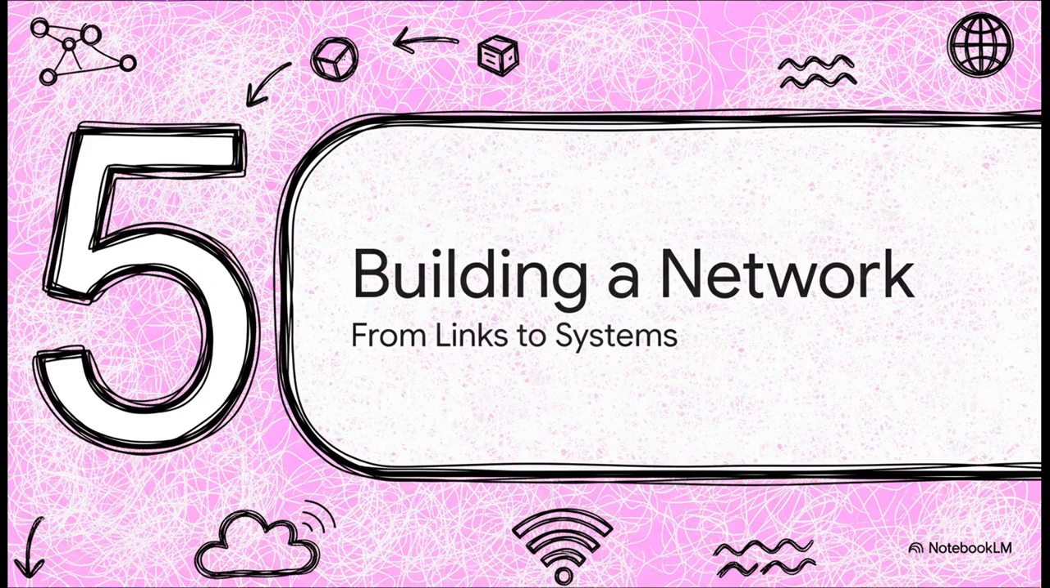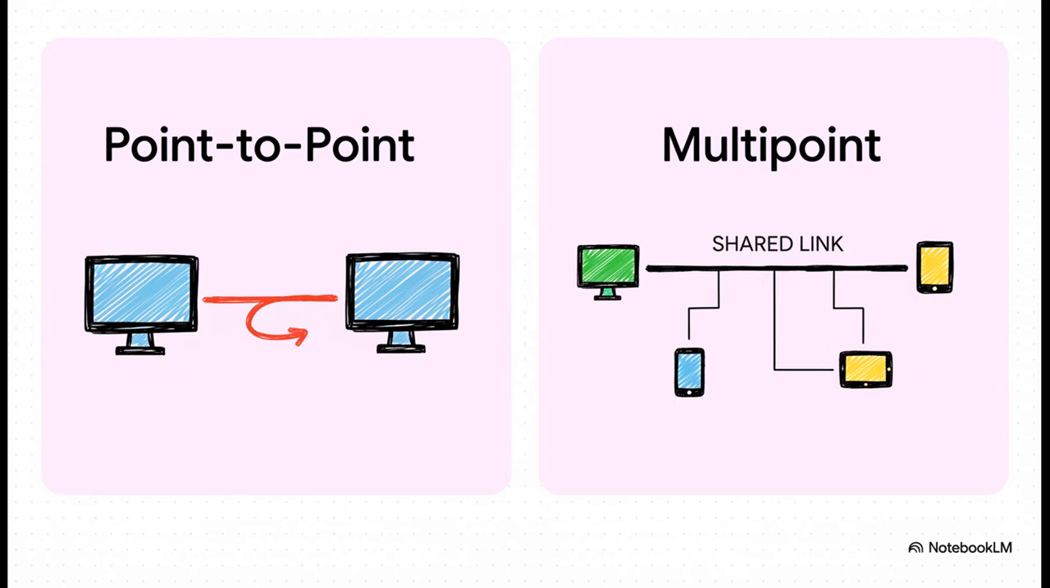All right, so we've figured out how two devices can talk to each other, but how do we scale that up? How do we connect millions or even billions of them all together? Well, that's when we start to build a network. At the most basic level, networks are built on two types of connections. You have point-to-point, which is like having a private, dedicated phone line just between you and one other person. And then you have multi-point, which is more like a party line, where a whole bunch of devices share the same connection. This core idea of sharing resources is really the foundation of all modern networking.